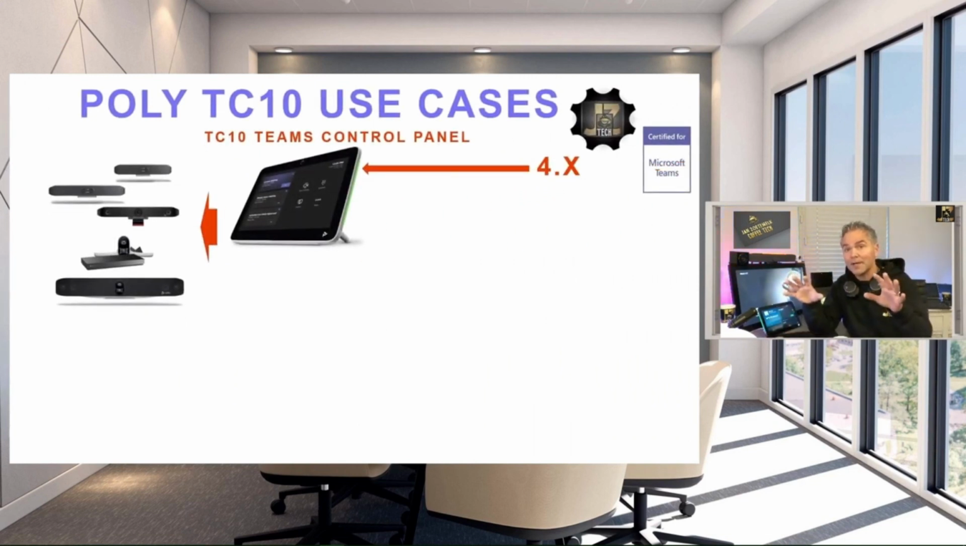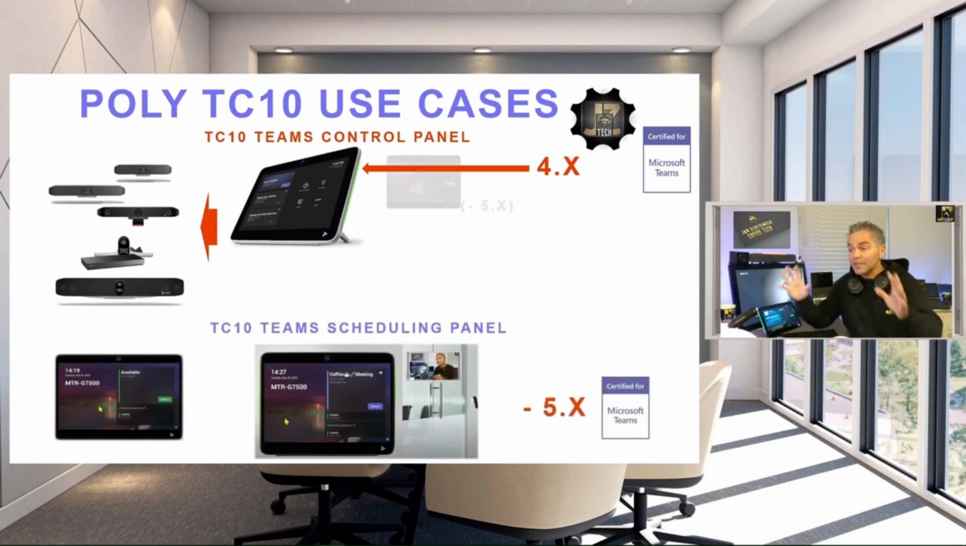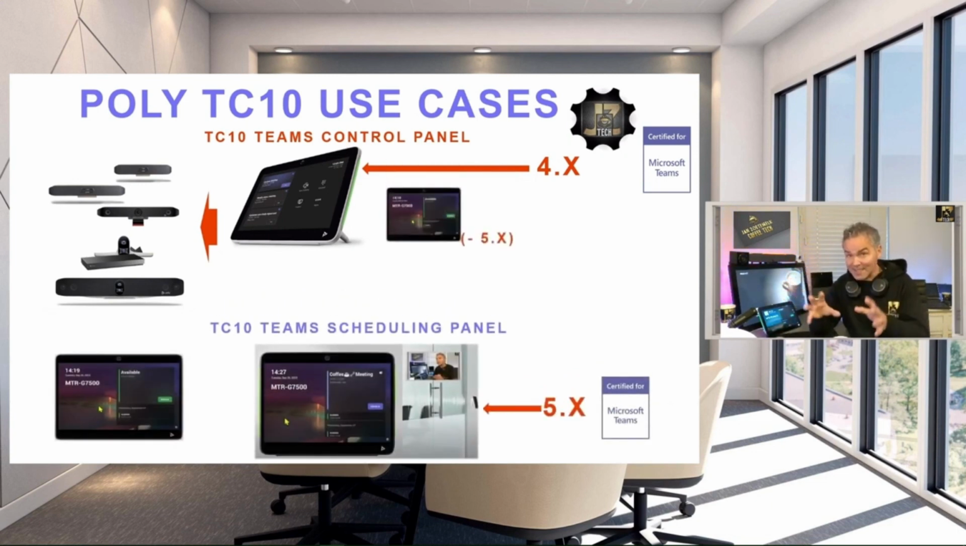Now, if you pair up the TC10 with the Studio X, you're going to be on version 4.x, which can be 4.12 or newer, just as long as you are staying aligned with the Studio X. Now, if you're going to use the TC10 as a scheduling panel at the entrance of the room, be aware that you're going to be on version 5.x, and that automatically comes along with the device. If you go to the out-of-box wizard, it automatically will ask you to upgrade to 5.x. If you pair it up with the Studio X, it will automatically align with the Studio X version, and just to be aware of that.